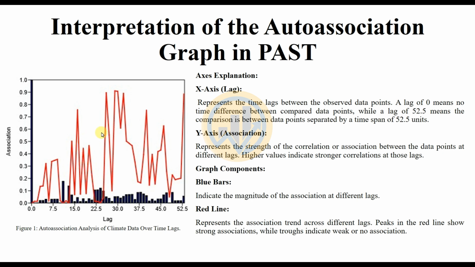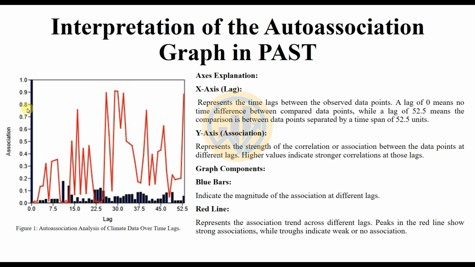So this is the autocorrelation graph, and here is the explanation for the interpretation. The x-axis represents the time lags between the observed data points. A lag of 0 means no time difference between the compared data points, while a lag of 52.5 means the comparison is between data points separated by a time span of 52.5 units.